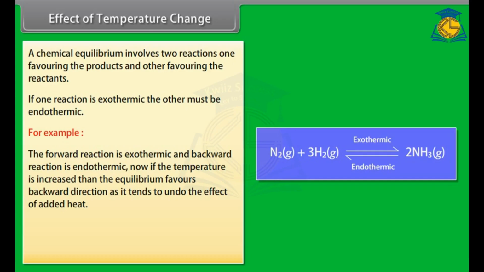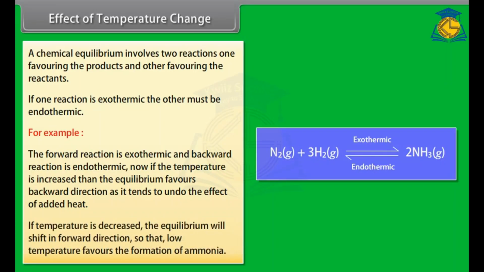Now, if the temperature is increased, then the equilibrium favors the backward direction, as it tends to undo the effect of added heat. If the temperature is decreased, the equilibrium will shift in the forward direction. So, low temperature favors the formation of ammonia.